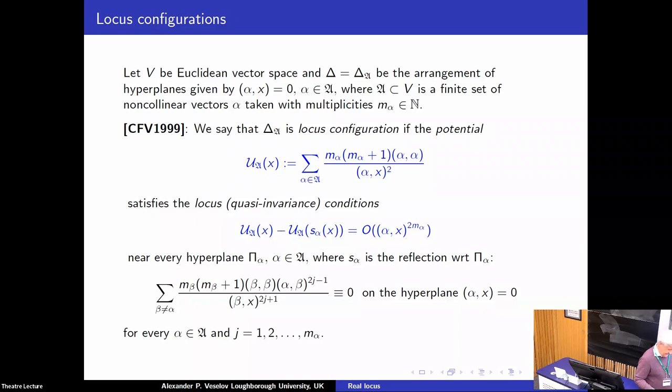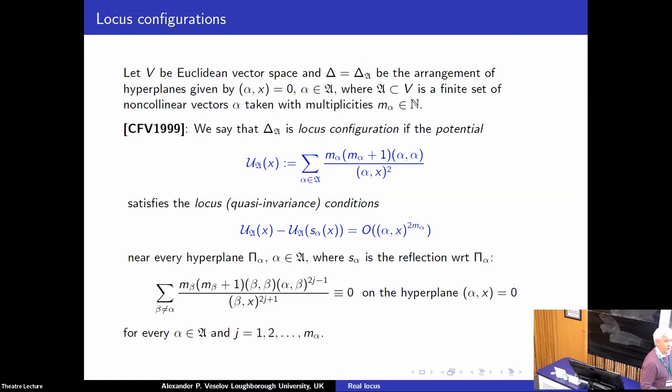The terminology comes from the early work of Jürgen Moser, Airault, and McKean. They called it locus, and a locus is actually a set of critical points of a certain functional. That's why it's locus. It comes from the theory of the Calogero-Moser system and the Korteweg-de Vries equation. It's a locus configuration if on every hyperplane we have the quasi-invariance condition. If you apply the reflection s_alpha with respect to the hyperplane, and the difference is zero, then it's the usual invariance, but here it should be divisible by a high power of (alpha, x), the equation of the hyperplane.